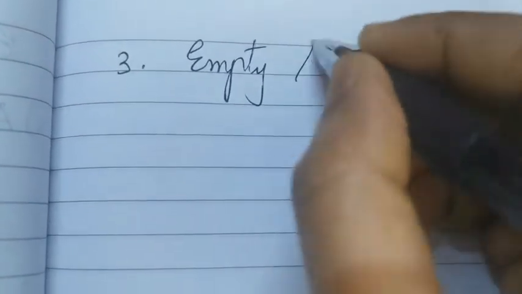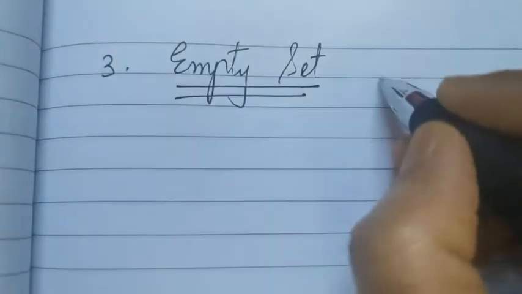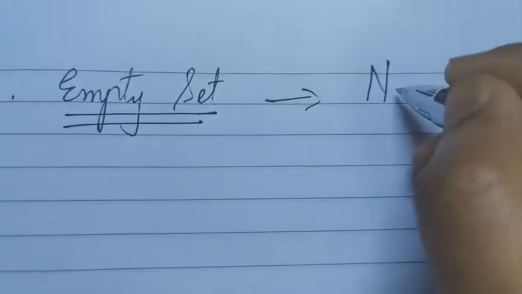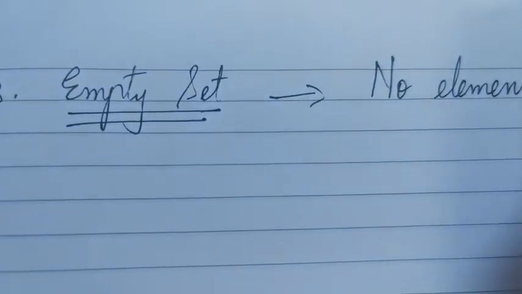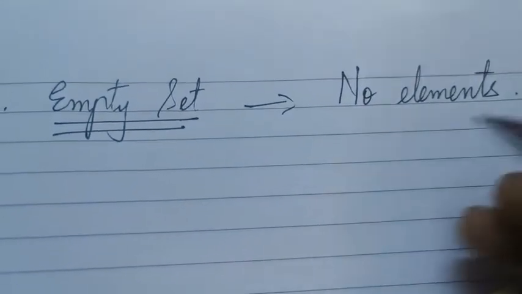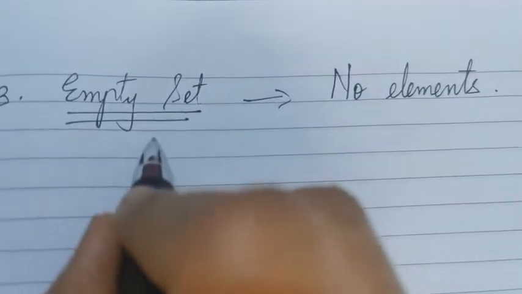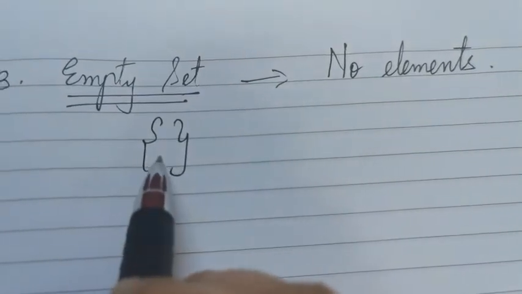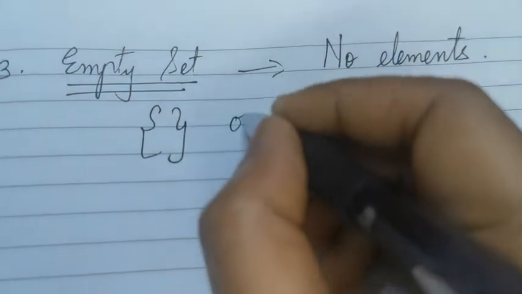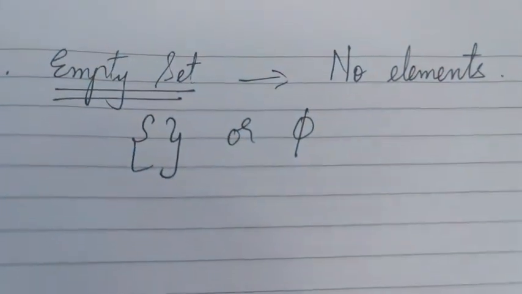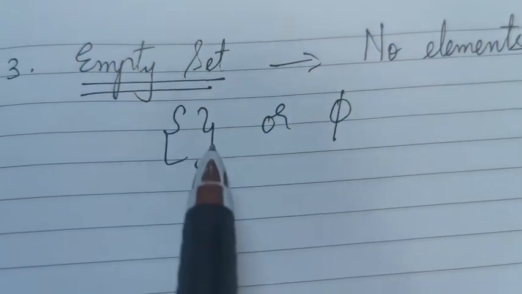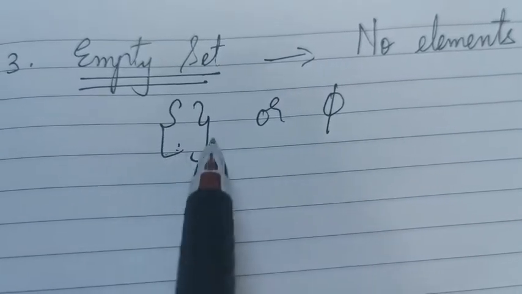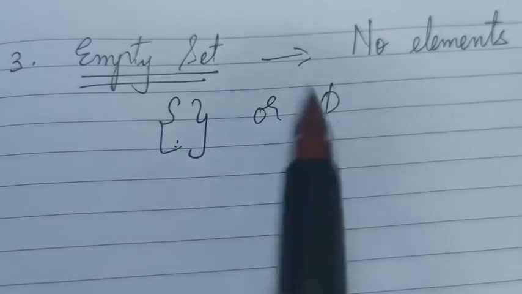The third type is empty set. Empty set means there are no elements. So an empty set has no elements. The number of elements in an empty set will be 0. So empty set is denoted using the curly brackets where no elements are there, or this symbol. You can represent an empty set using a pair of curly brackets or using this symbol.